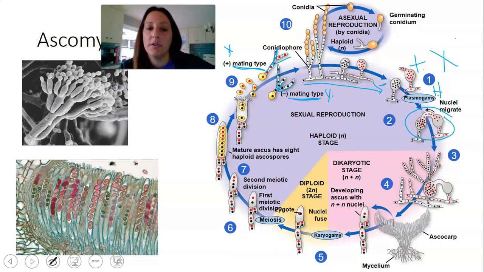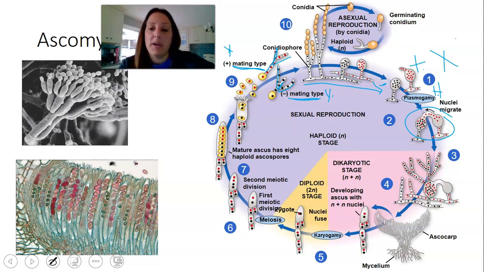And when that fusion occurs, you're going to get this mixing of nuclei, or a migration of nuclei. That's called plasmogamy. So now we've got nuclei from both the plus and minus mating types in the same cell. So again, the cytoplasms have fused. That's plasmogamy.